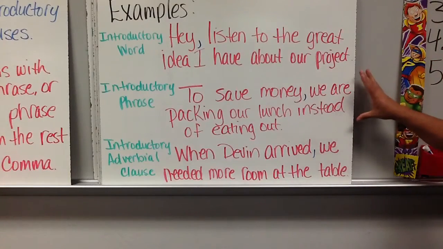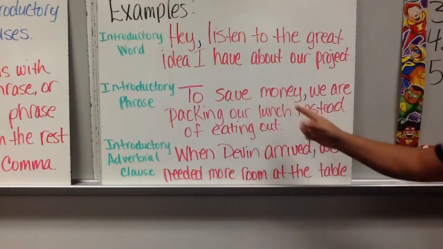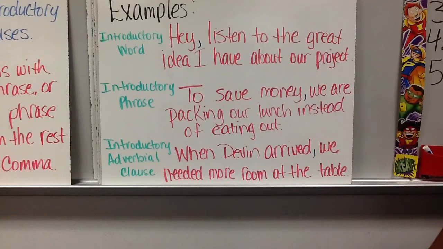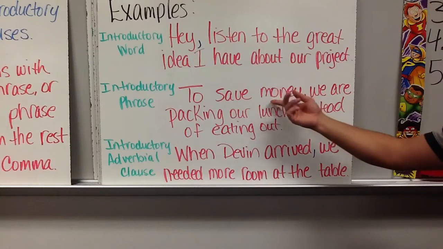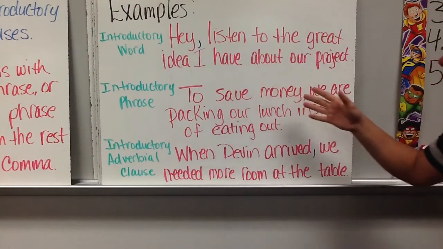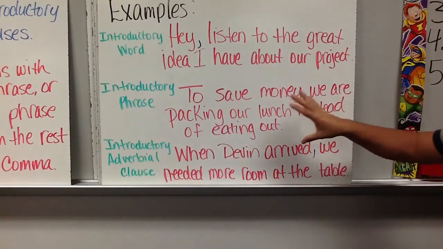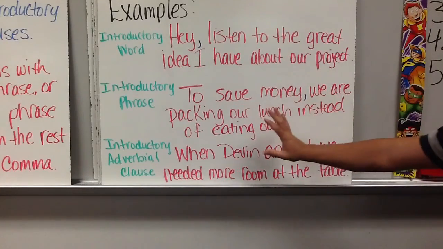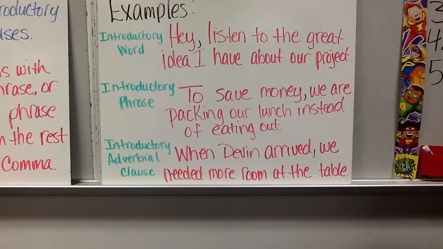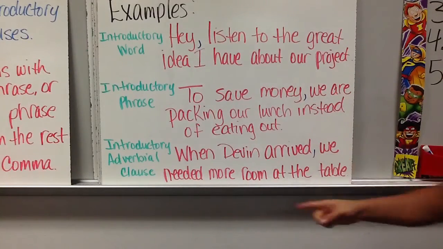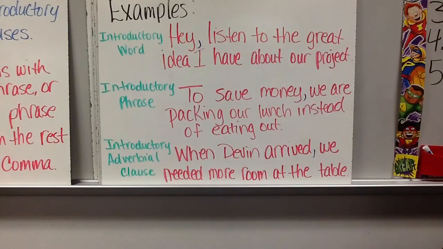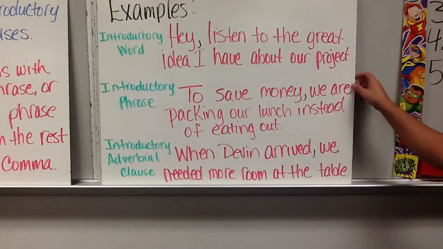An introductory phrase could look like this. To save money, comma, we are packing our lunch instead of eating out. This is doing the same function. It's introducing this sentence. So it's not actually part of the main idea of this sentence, and it's set off with a comma. And you can even do that with a whole clause. When Devin arrived, comma, we needed more room at the table. You should recognize that as being a dependent clause.